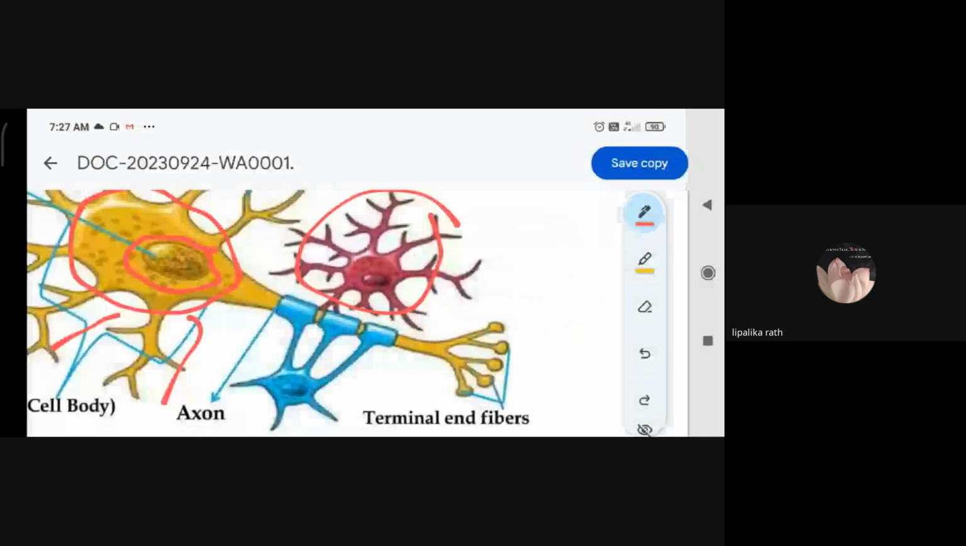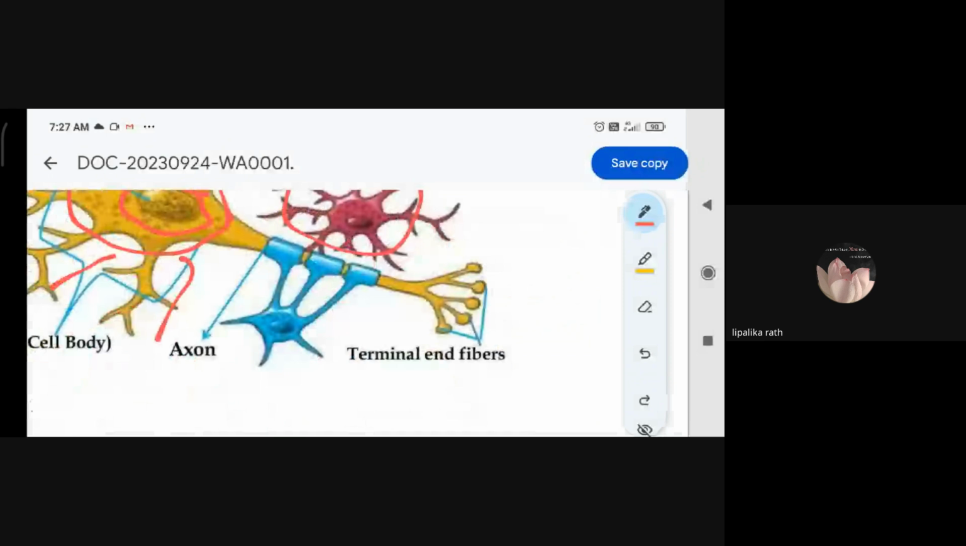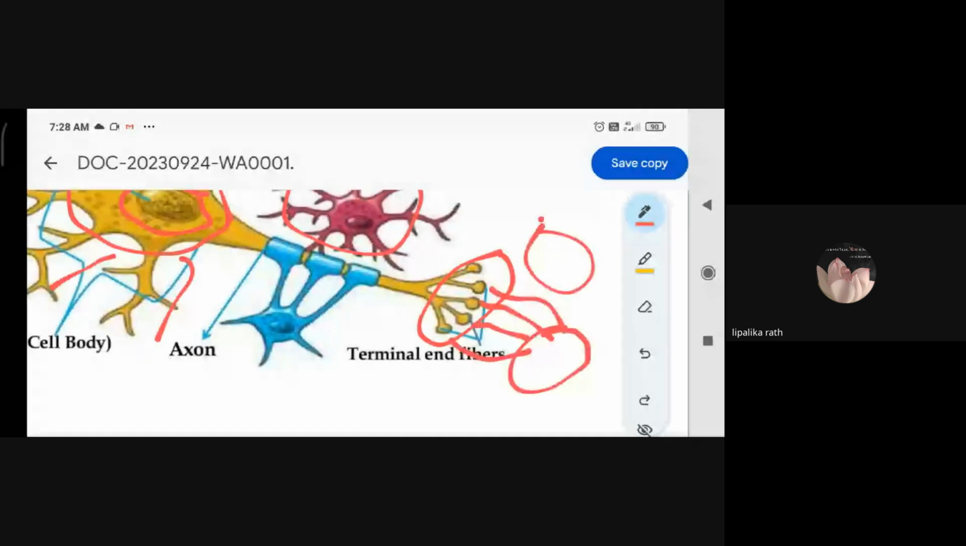Now, what are we learning? Neuron. So axons are covered with myelin sheath. Not every axon, not every neuron is covered with myelin sheath. Some are free from myelin sheath also. And you can see here, axon terminals are the end of a nerve fiber or neuron, and they connect to the next neuron.